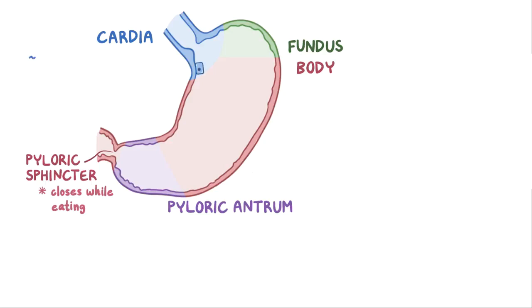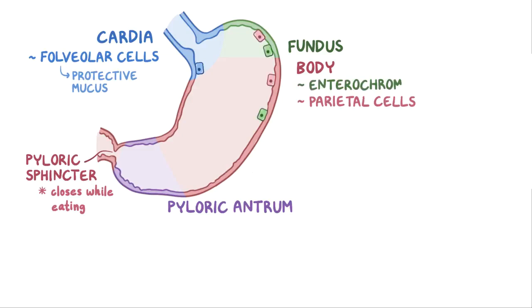Starting with the cardia, it contains mostly foveolar cells that secrete a protective mucus, which is mostly made up of water and glycoproteins. The fundus and the body contain both the parietal cells and enterochromaffin-like cells, and the antrum and pyloric areas contain G cells.